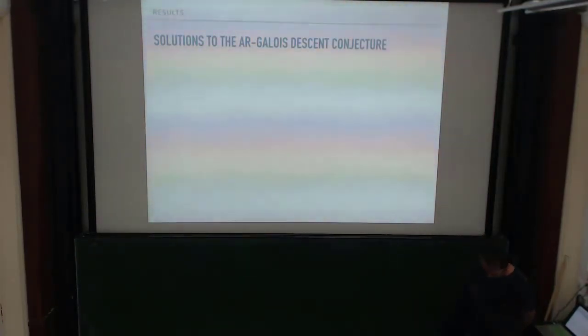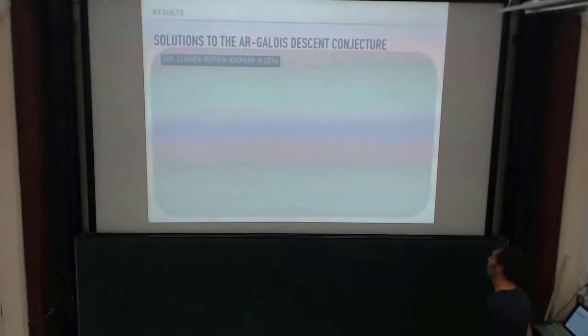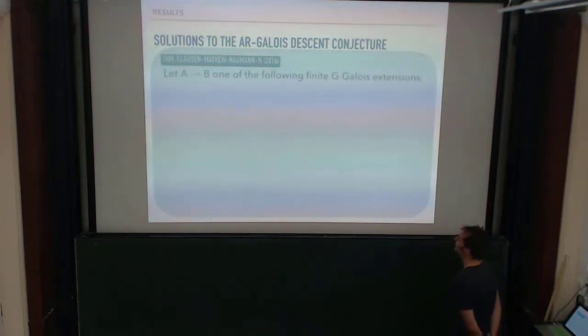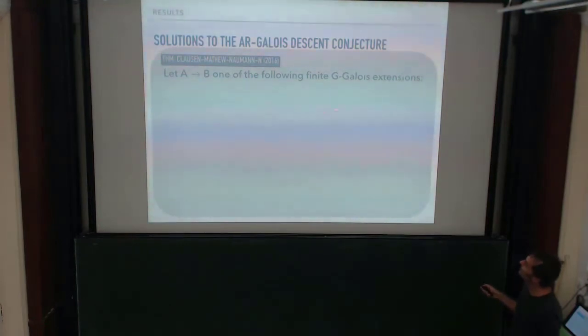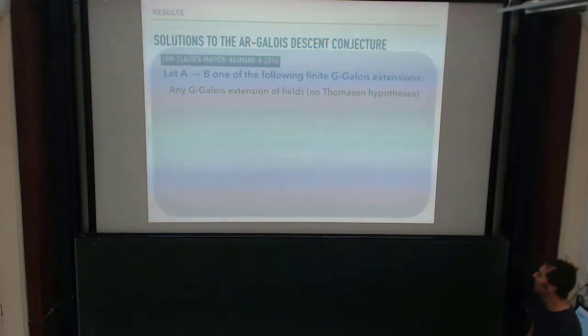Right, so what can we say about these conjectures? We proved it last year. If I have a map from A to B, one of the following finite G-Galois extensions, so for example, any Galois extension of fields, we could drop all of the hypotheses that Thomason puts in. You don't have to worry about units. It's not really a result about being away from the characteristic or anything like that.